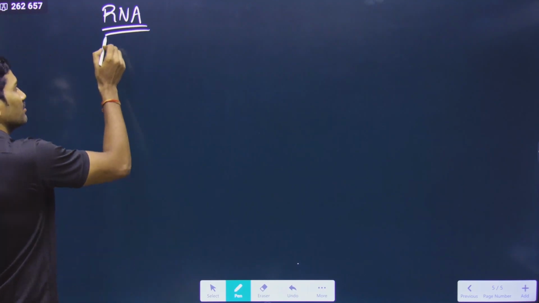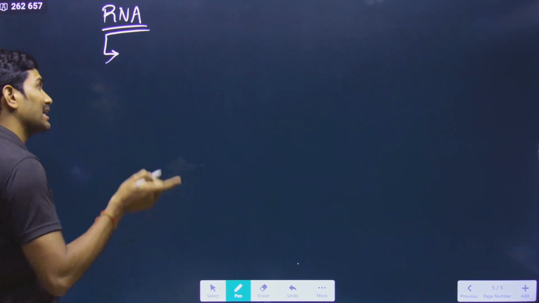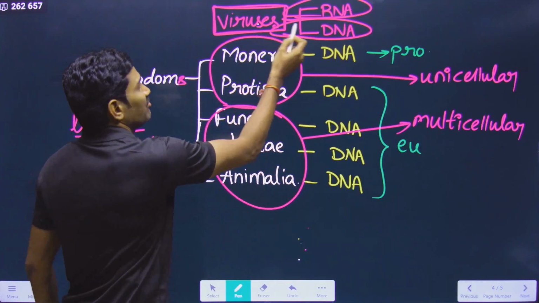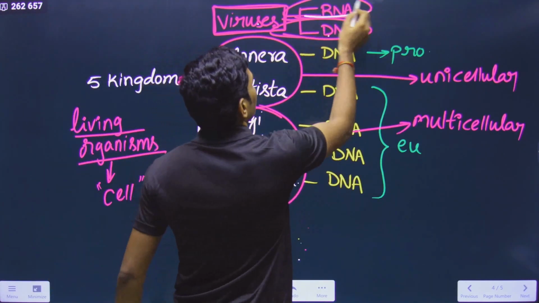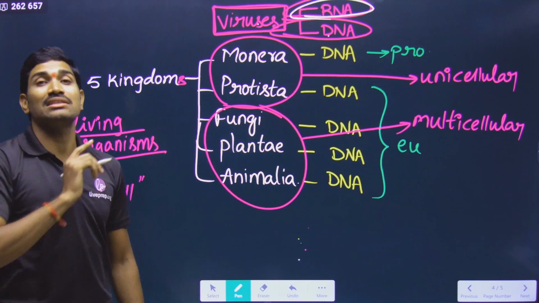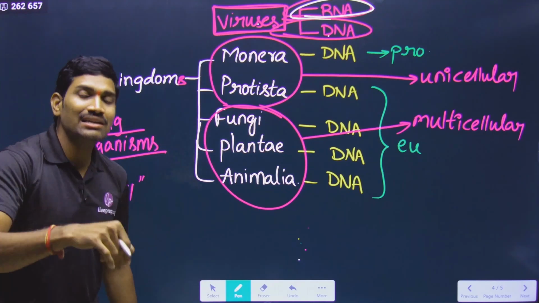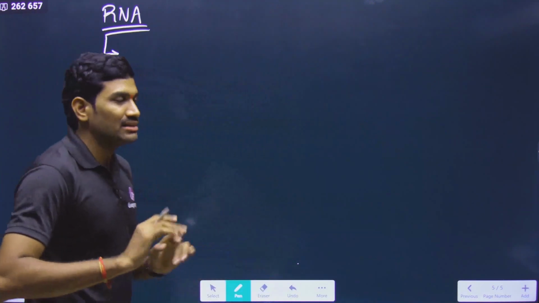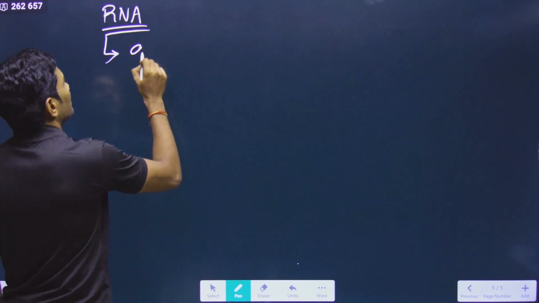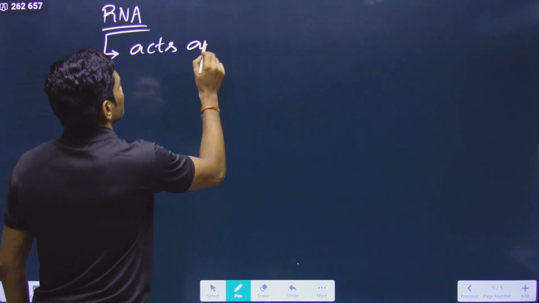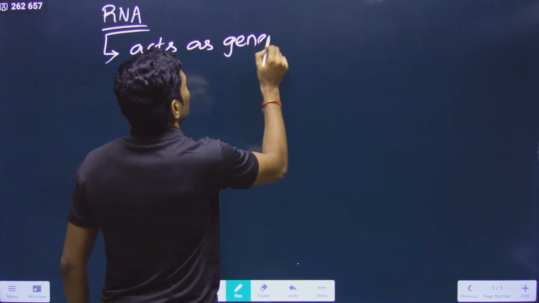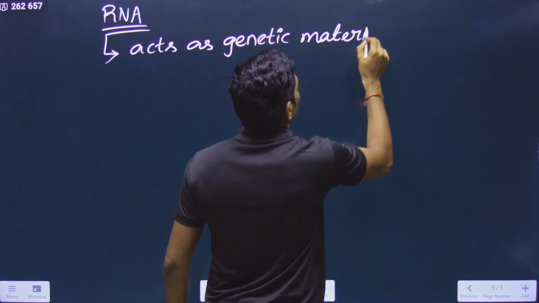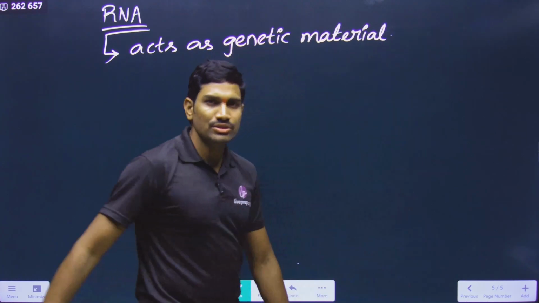Okay. Now let us see. First for the RNA, can RNA act as genetic material? Yes. Just now we studied, no? In some viruses DNA is genetic material. But what about the other viruses? They have RNA as genetic material. So in some viruses, RNA also acts as genetic material. Here, first point, RNA acts as genetic material.